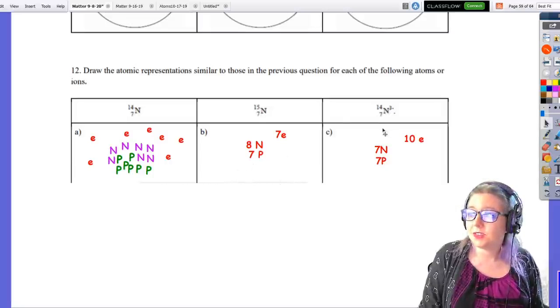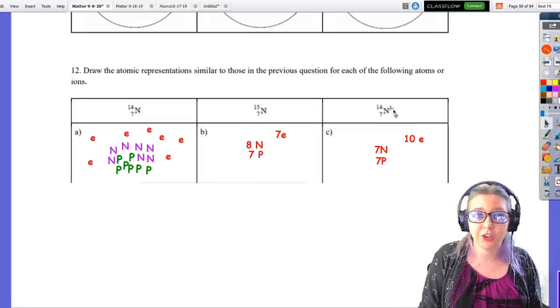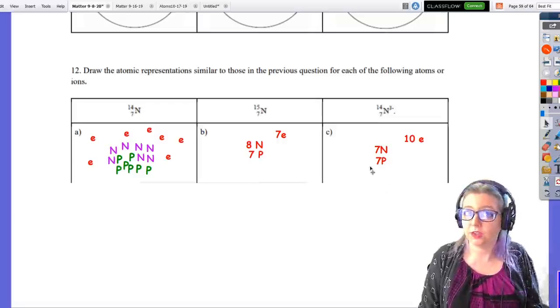And then my last one that I showed you here, 7 protons to make it nitrogen. I need a mass number of 14, so 7 plus my already there 7 protons gives me 14. But then I have a -3 charge. So I either have 4 or 10 electrons. I either have 3 fewer electrons or 3 more electrons.